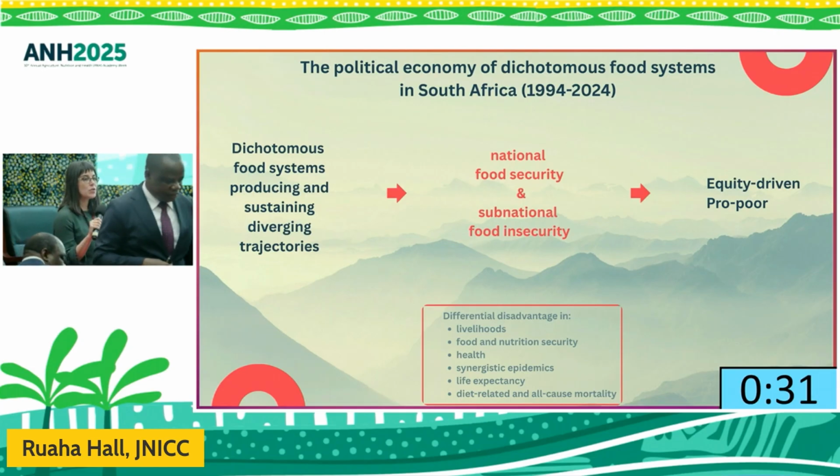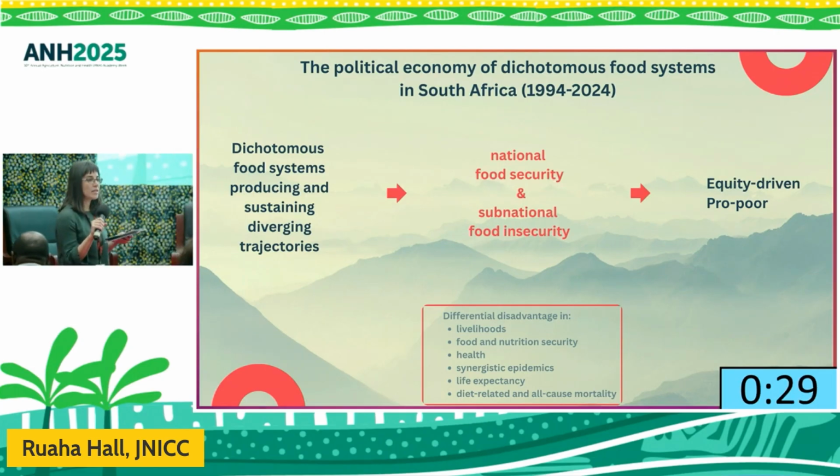Beyond income dimensions, we found further nuance in experiences of food insecurity and nutrition insecurity along the intersectional lines of inequitable distribution, and our findings point to a need to implement interventions that are truly equity-driven and pro-poor, in consideration of diverging trajectories of disadvantage in access to finance, livelihoods, food and nutrition security, health, life expectancy, and in the context of ongoing syndemics, both diet-related and outcome.